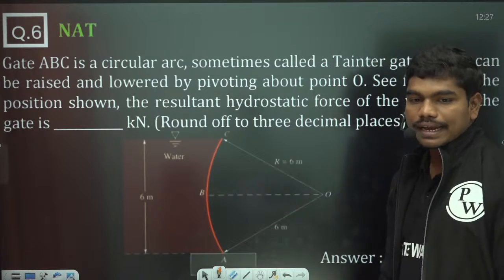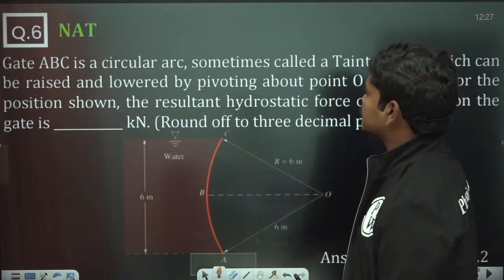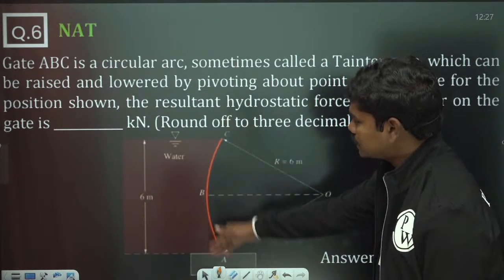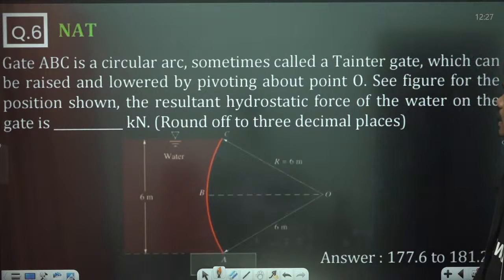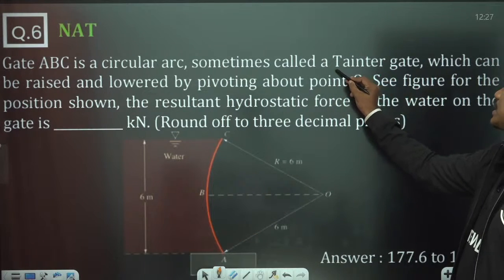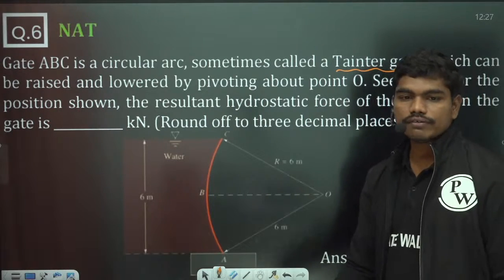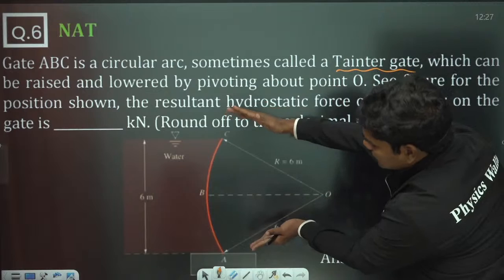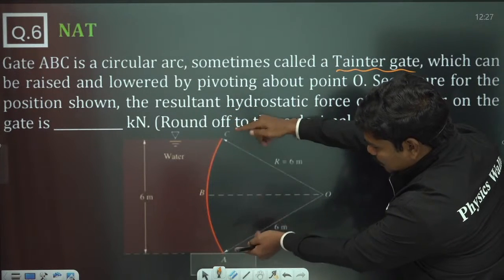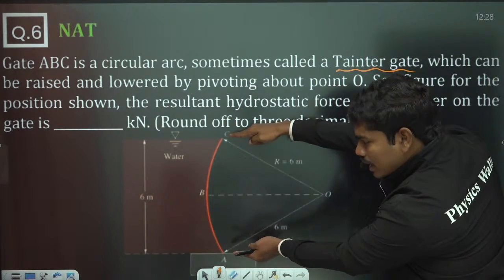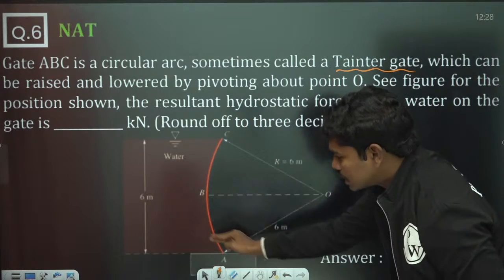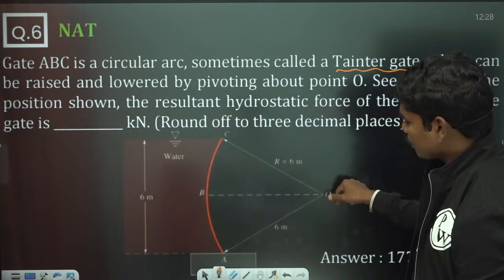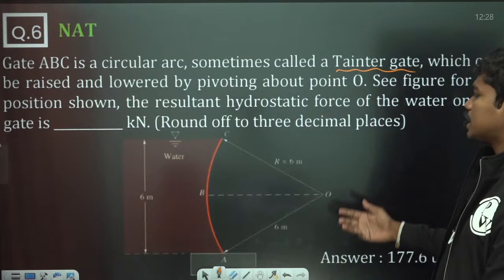So you see, gate ABC is a circular arc. Basically this gate is a water gate which is ABC. This is a circular arc called a tainter gate. So basically what a tainter gate is, normally in fluid mechanics you might know, there will be some adjustment in the screw so that at this location forces can be applied and this gate can be made more circular or less circular depending upon the tightening at this point O. Okay, so that's basically a tainter gate.